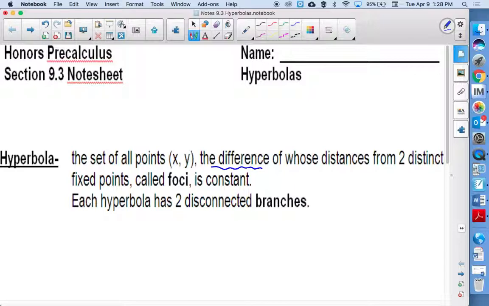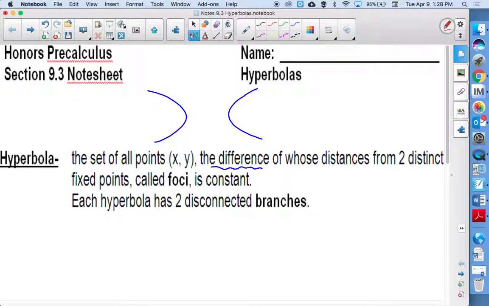Does anybody remember what the word was here for an ellipse? Just one tiny switch of a word changes it from a hyperbola to an ellipse. It would be the sum. So for an ellipse, it was the sum of the distances from two foci. For a hyperbola, it's now the difference. So I'm going to make a little sketch up here just to see what the definition is talking about.